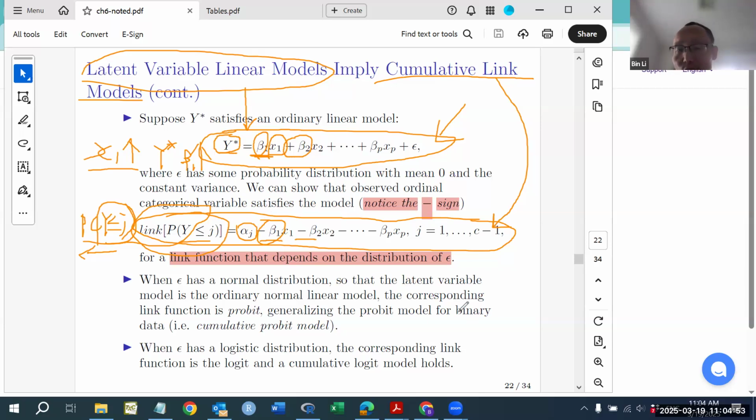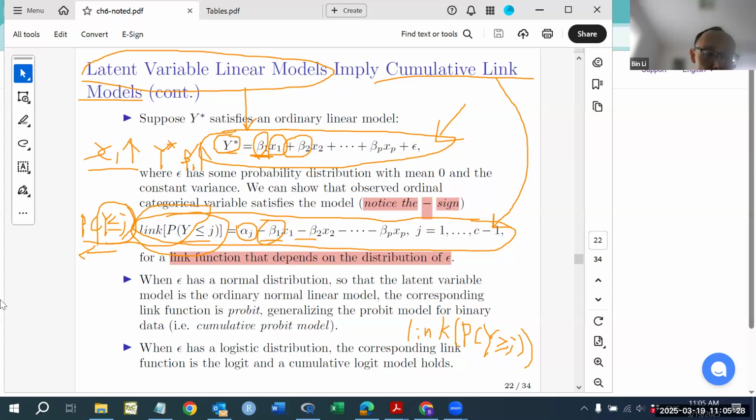In other words, if we change it in a different way, if let's say we have the link for the probability that y is greater than or equal to j, then we will have the same sign. But here we are modeling the less than or equal to. So that's the reason why we have a negative beta 1 here, but a positive beta 1 here. So that's the explanation for why we have a sign difference.